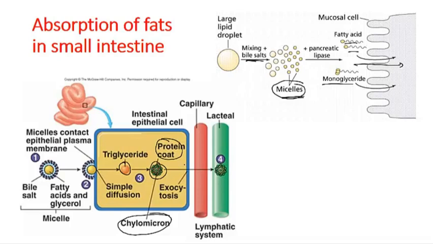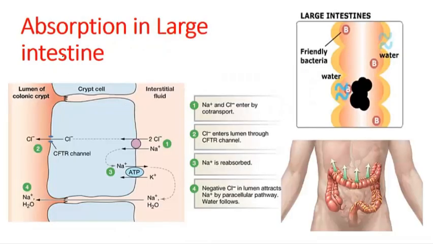Now the last thing that I want to talk about is the absorption process that takes place in the large intestine, because the large intestine is not responsible for chemical digestion, neither is it a function of secretion. So the only function it plays is the absorption of nutrients and water and some amount of ions and vitamin K. So there's a kind of symbiotic relationship with some bacteria that reside in our large intestine.